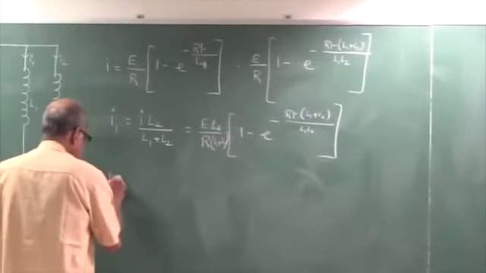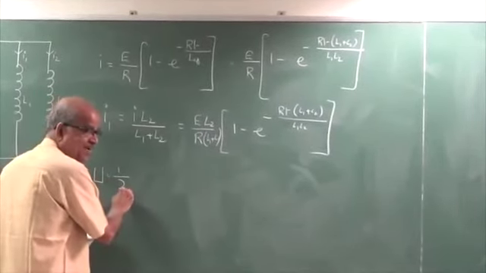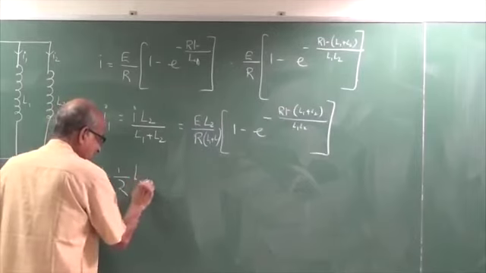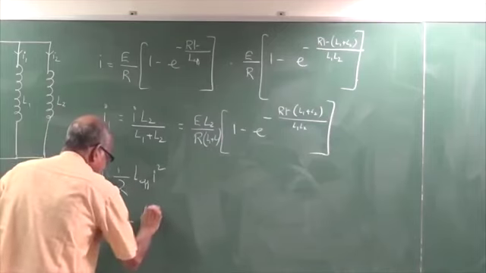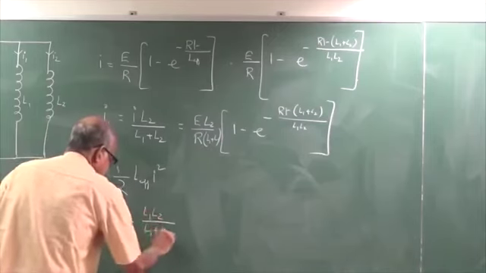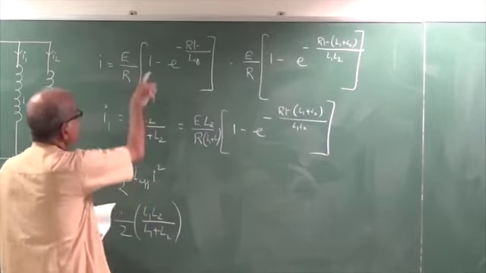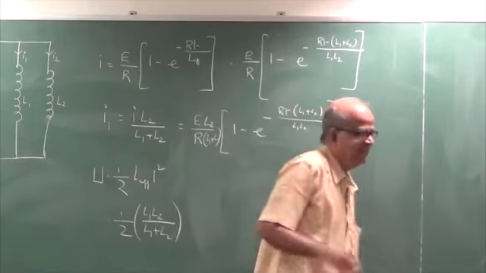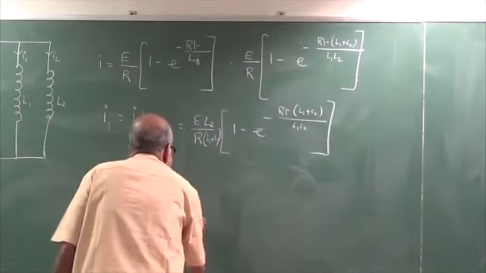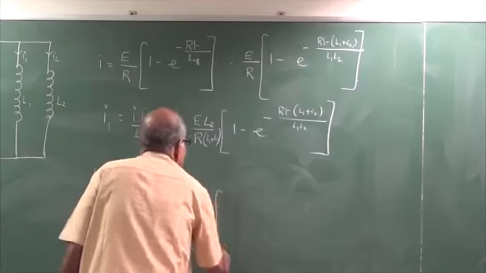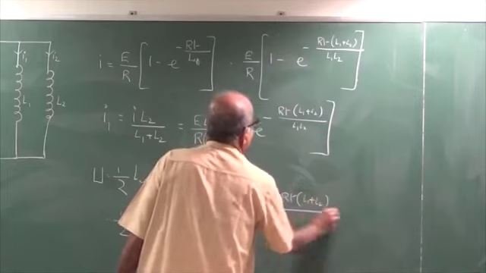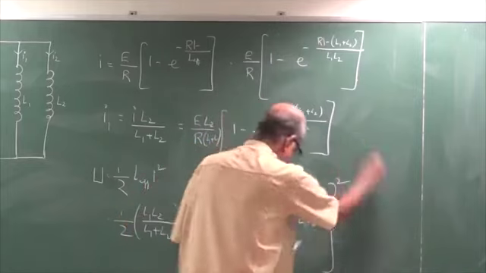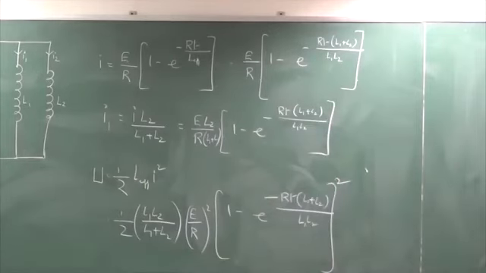See, total magnetic energy stored is half Li square. What is L here? L is effective. I square. Correct now? This is half L1 L2 by L1 plus L2 into I square. Correct now? You square this. E by R the whole square, 1 minus E power minus R T. Clear?